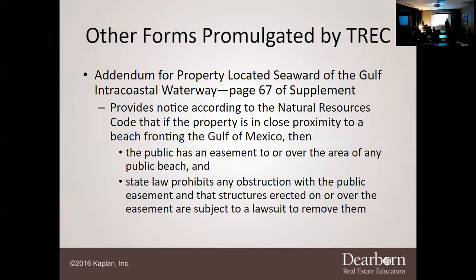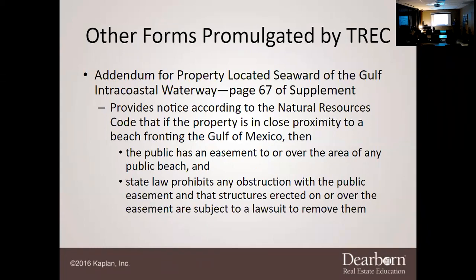Now, with that being said, I'm not going to pull this form up simply because we don't use this very often here. But if you do, you need to make certain that you explain to your clients in this situation that they cannot go over and erect a structure that obstructs the public from using the beach.